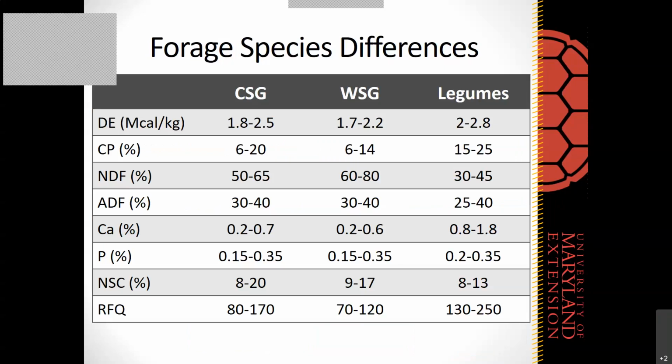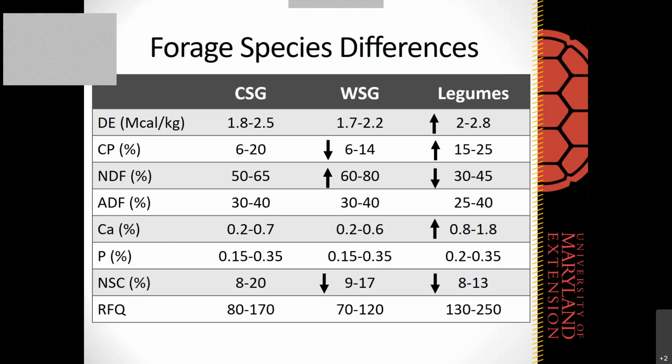So if we look here at a lot of those nutrients that we had just talked about, we can see that legumes tend to be a little bit higher in energy compared to our grass species. They also tend to be a little bit higher in protein. And a warm season grass tends to be a little bit lower in protein. The fiber values tend to be highest for our warm season grasses and lowest for our legume species. Things like calcium tend to be higher in our legume species, so they have a little bit more minerals like calcium.